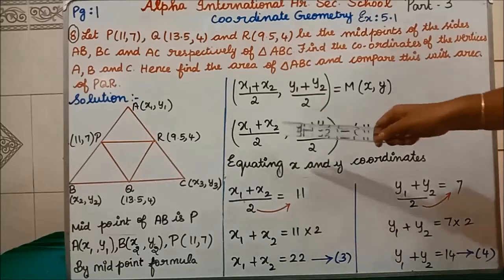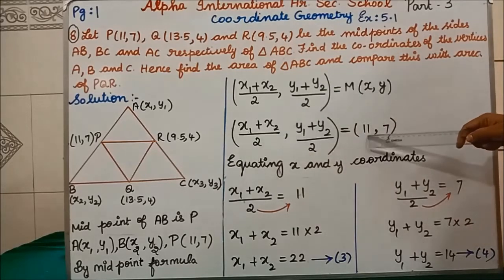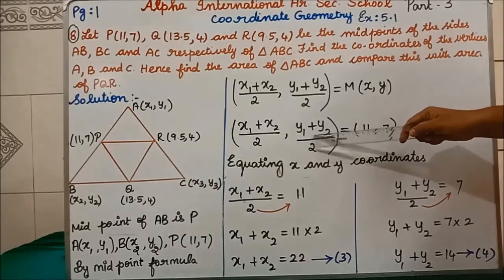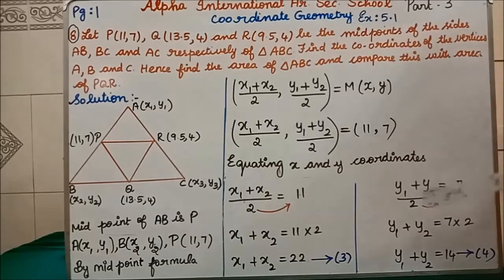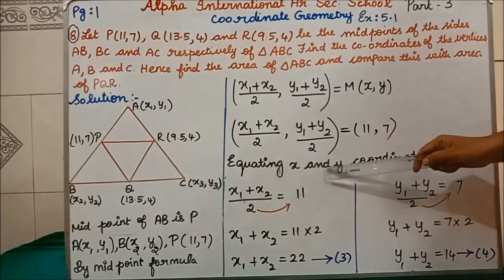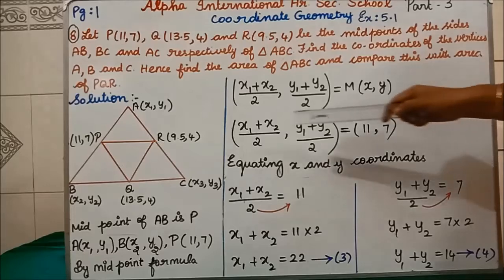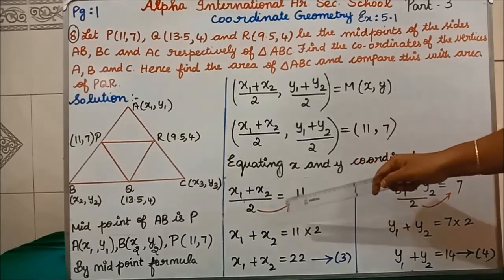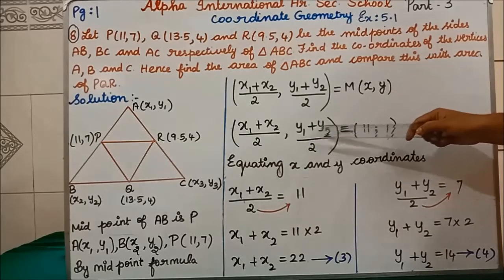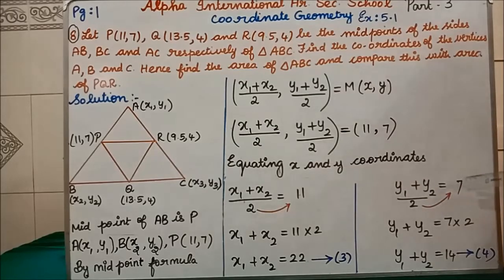The next step is to equate the X and Y coordinates. This is our X coordinate, and similarly on this side this is our X coordinate. This is our Y coordinate, and similarly this is our Y coordinate. That is why I have written equating X and Y coordinates. X1 plus X2 by 2 equals 11, and Y1 plus Y2 divided by 2 equals 7.